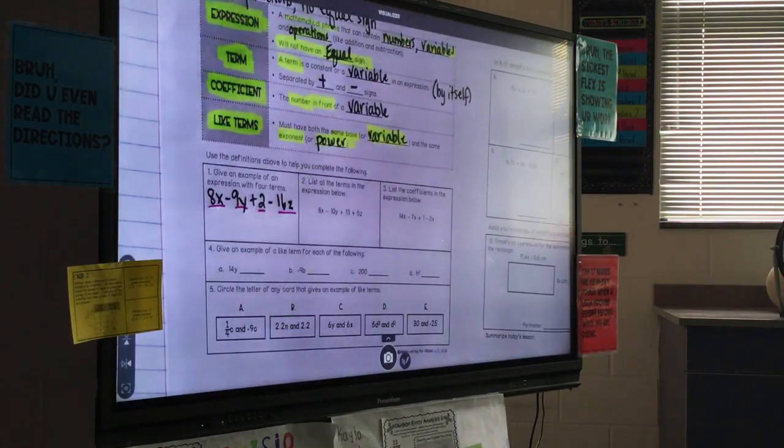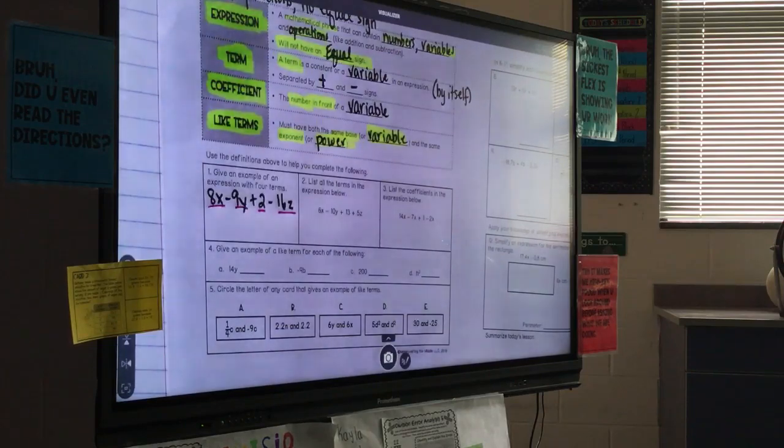All right, looking at the next one, it says list all the terms in the expression below. So you can circle them, you can box them, you can highlight them if you want, it doesn't matter. What is a term? If you did the first one, you can do this one. Don't overthink this. What's a term? It could be an X. It could also be what? A number with a variable behind it.